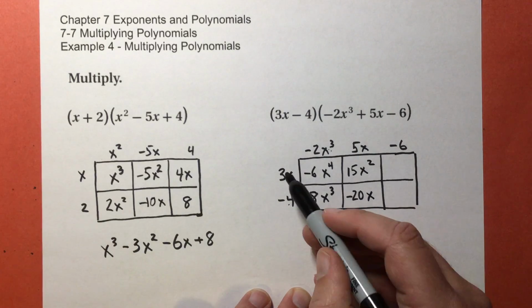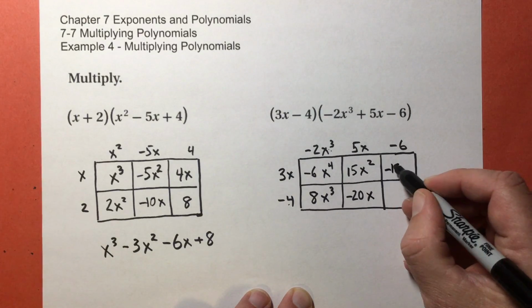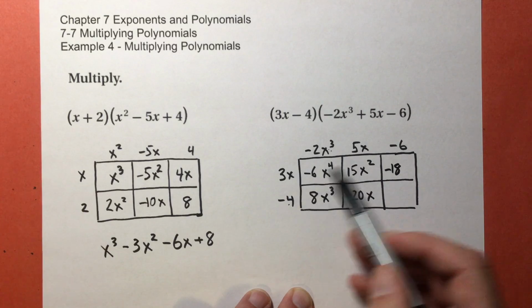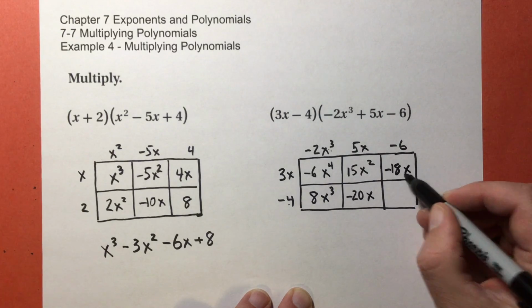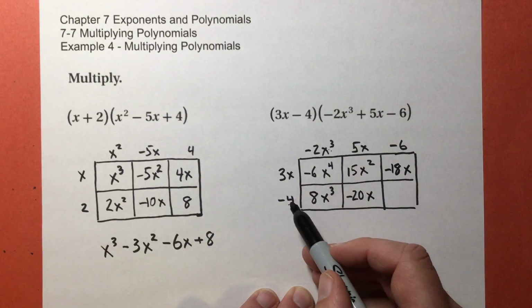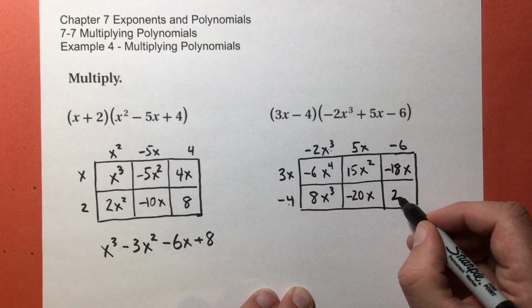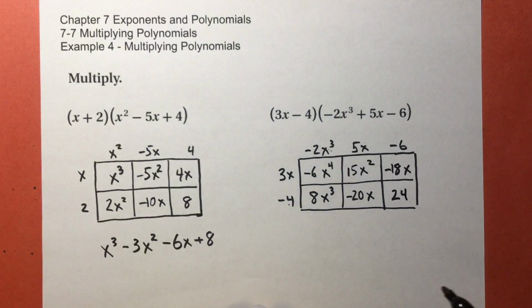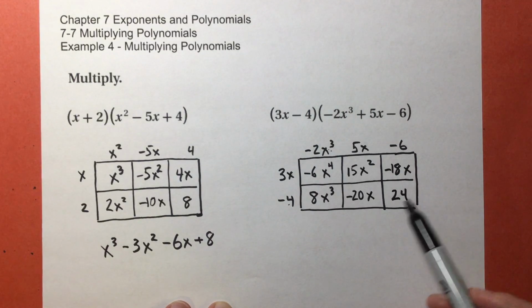In this box, 3 times negative 6 is negative 18. Here's an x, there's no x's here, so just x to the first power. And finally, negative 4 times negative 6 is positive 24. So now I'm going to add my terms together.